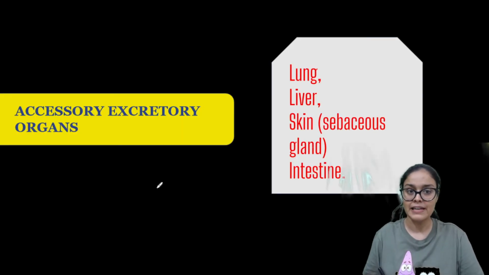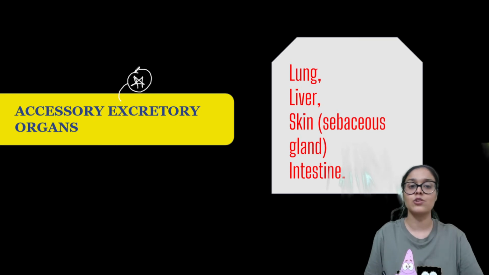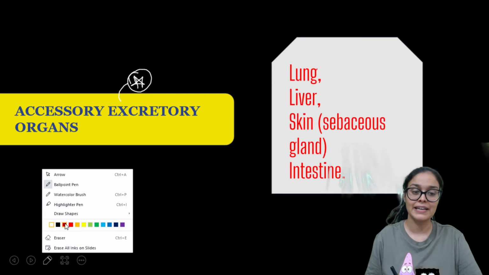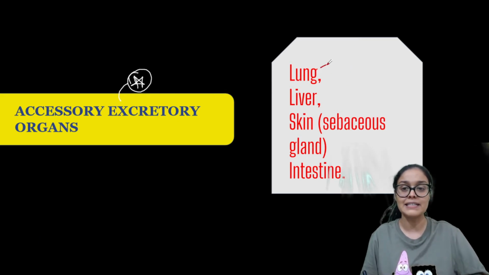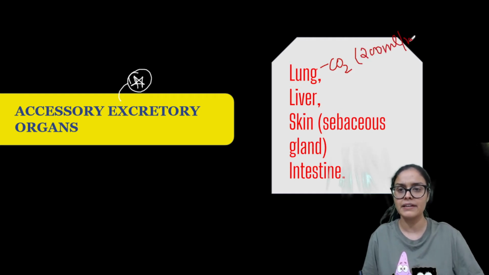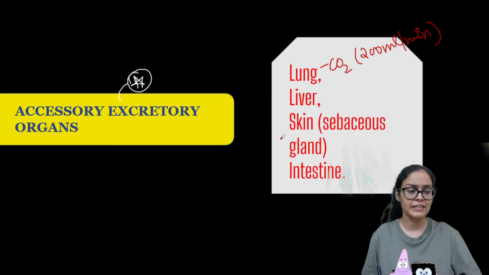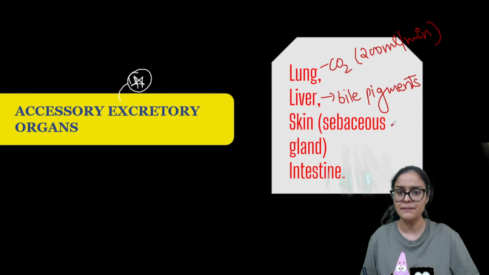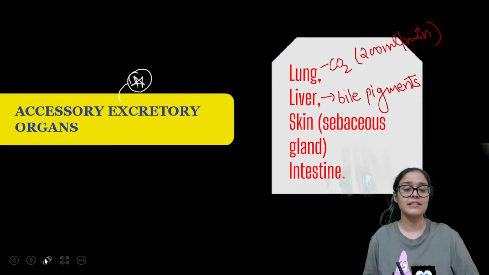So nitrogenous waste will be released in our case by the kidney, we know it very well, and we have certain other organs also for excretion, like the lungs. So what will be excreted out from the lungs? Obviously we will be excreting out CO2 from the lungs. How much? 200 ml per minute. This much CO2 will be eliminated by our lungs every minute, right? When we talk about the liver, bile pigments are basically waste which will be excreted out with the help of urine. When we talk about skin, skin has two glands.